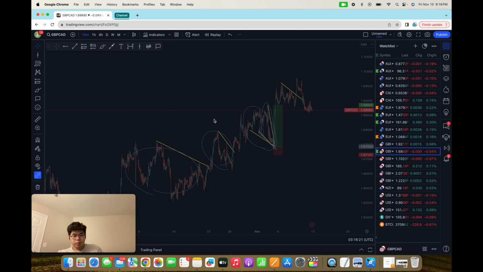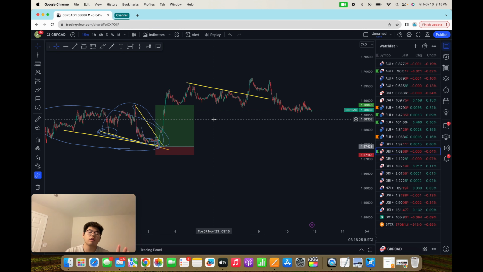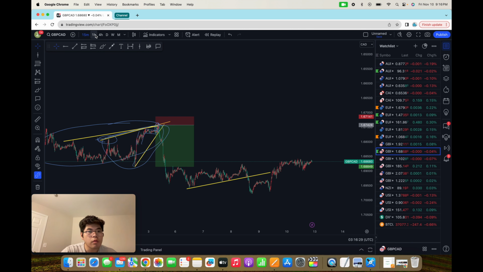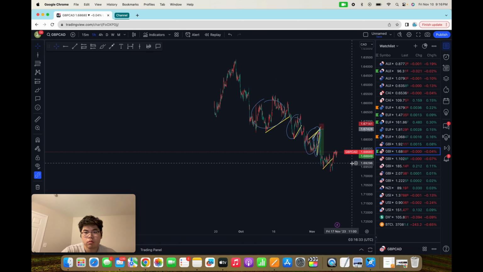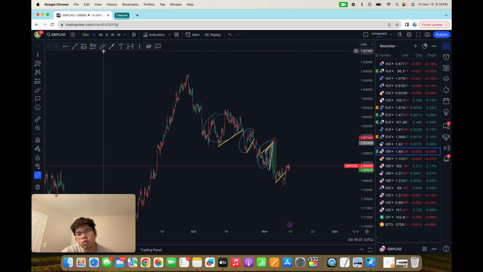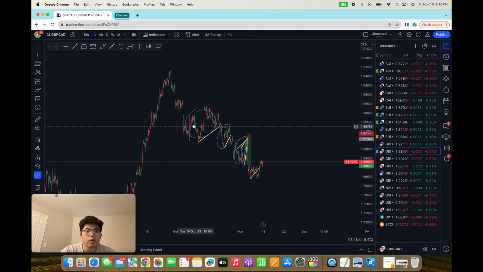GBP/CAD. So that's another one we missed out on, but I'm okay with it. I'm okay with it. So here's why. First, we identify flow of direction in the market. We identified it, right? Still a little bit, but I see what's going on here. So for example, 1, 2. Now it's number 3.